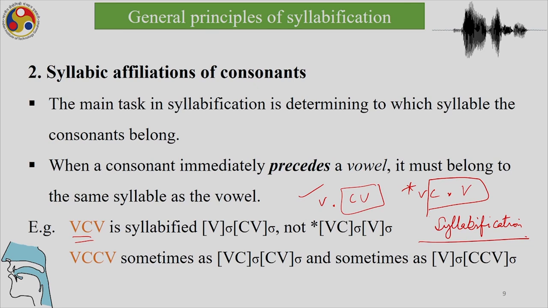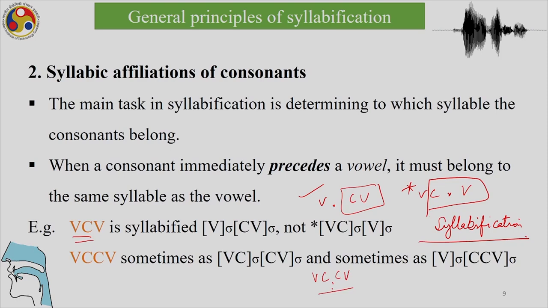And when VCCV, as we saw in the quattro example, sometimes the language can optimally satisfy the need to have an onset and also have a coda in the preceding syllable. However, sometimes both consonants can be the onset of the following syllable. So this one is pretty clear, and this one we have options. If there are two consonants in between, we have two options. But if you have one consonant in between, we don't seem to have the option. The consonant has to be part of the syllable where the following vowel is the nucleus.